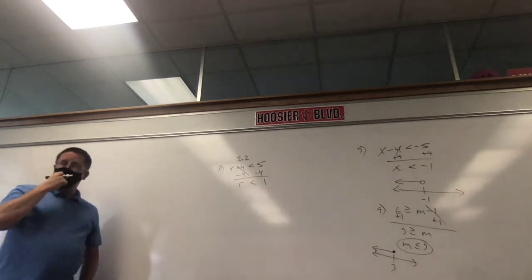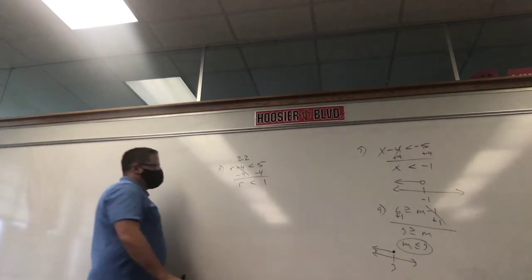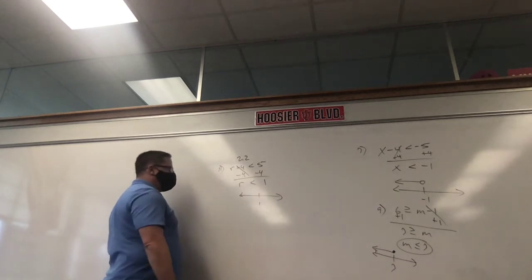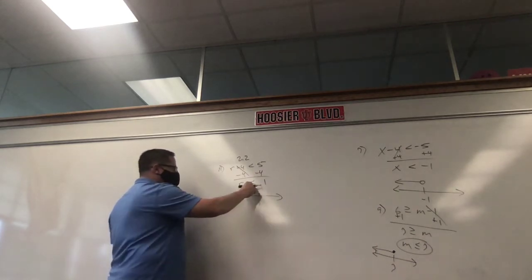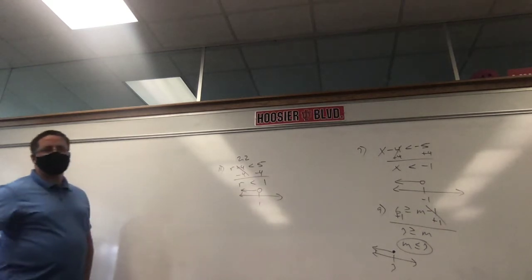Do we like the way that's written or not? Yes, we do. We like r on the left, or whatever variable. And then on the number line, we have 1, open or closed? Open, there's no line there. And shade to the left.